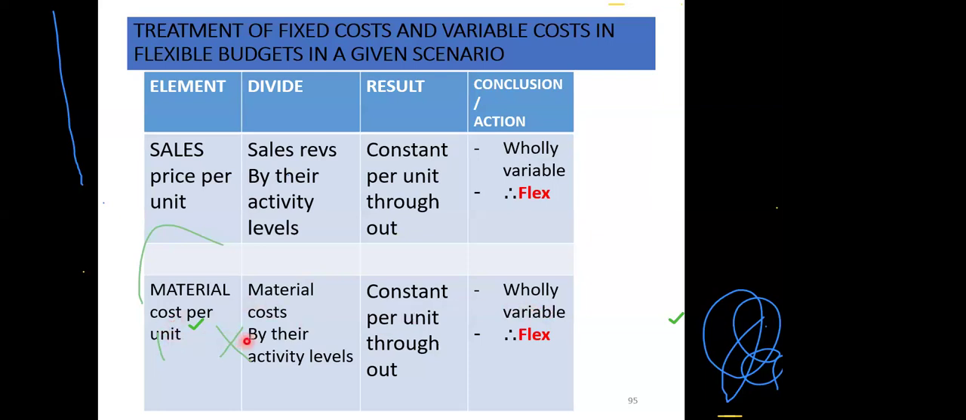Labor, if you find a constant figure per unit at all levels, say 10 kwacha, 10 kwacha at the activity levels of 15,000, 20,000, 25,000, 10 kwacha, 10 kwacha, then it means it's wholly variable. Then you should flex such a figure. That's what I'm saying.